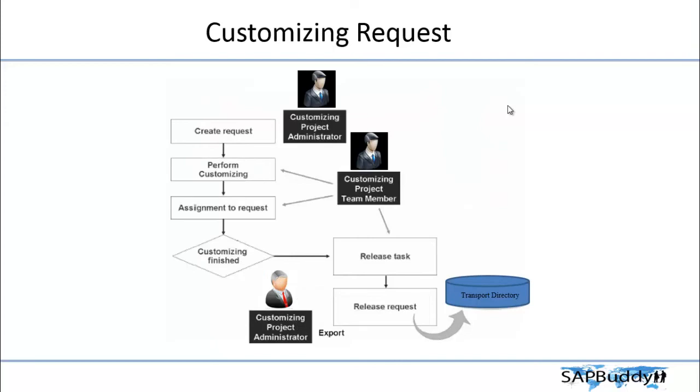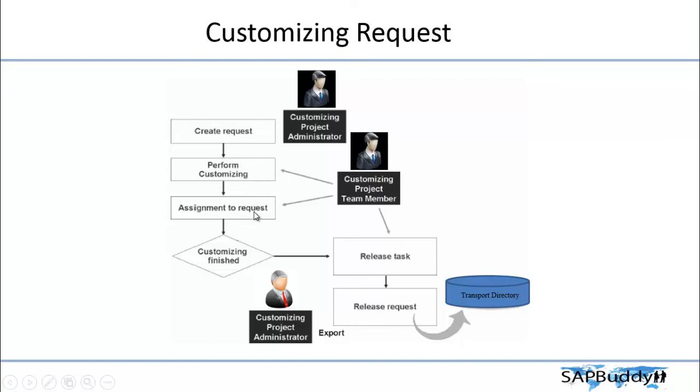Now let's see customizing request. In case of customizing request, you don't have locking mechanism because basically the customizing request is generally a kind of table entries. You do not have a program or a table structure where you are going to change the entire way how it is going to work. So basically these are all table entries. So you really don't need to have a locking mechanism there, and this also will not have any version control.